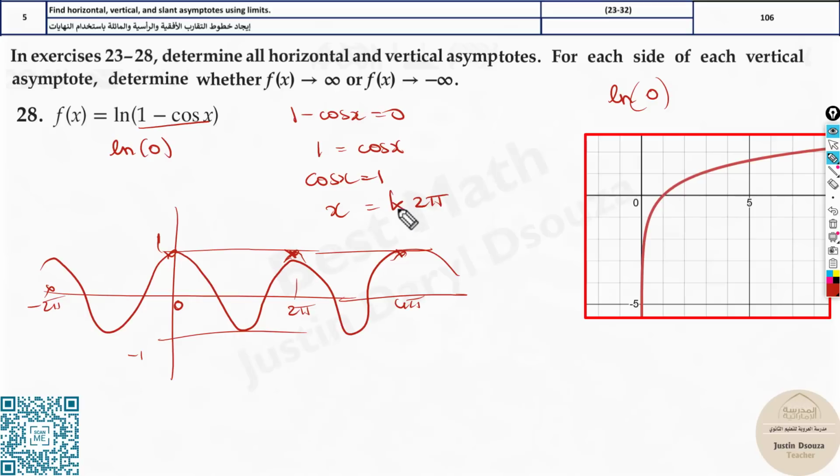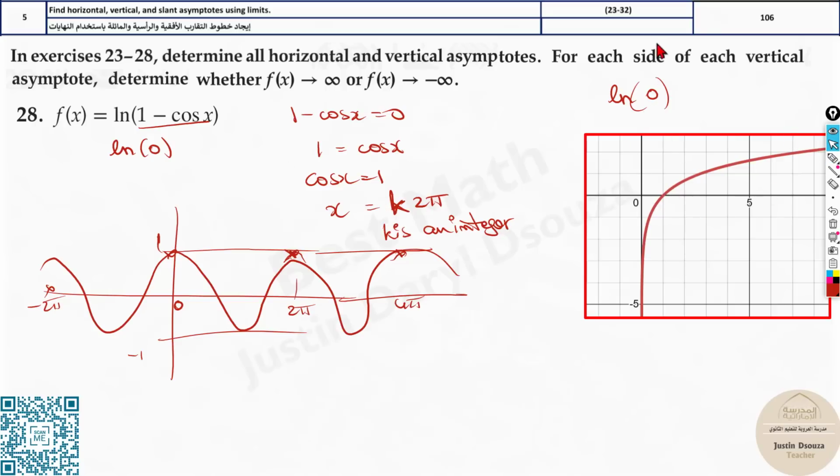But there is every integer multiple, so we write k here. k is an integer. You should write that. That means whenever k is 0, 1, 2, 3, just substitute: 0 means 0, 1 means 2 pi, 2 means 4 pi, 6 means 12 pi, and so on. It is undefined there. You will have vertical asymptotes. That's the answer. And there are no horizontal asymptotes or slant asymptotes.